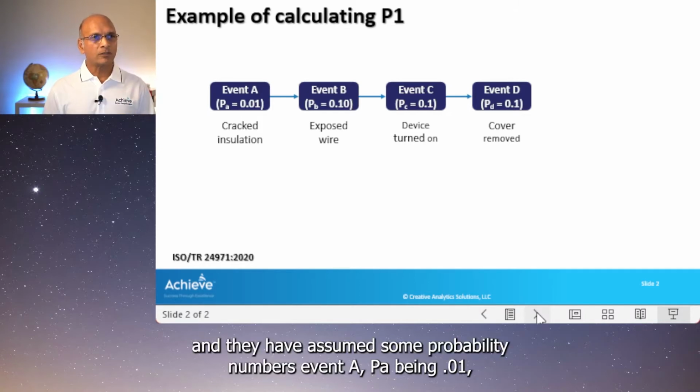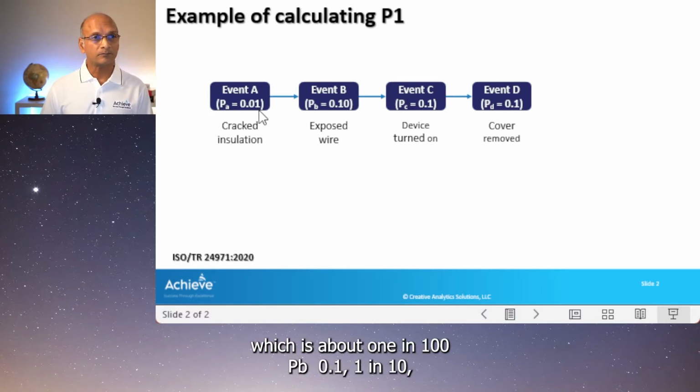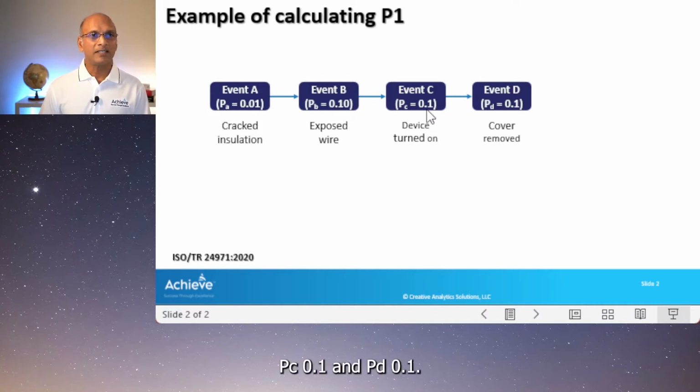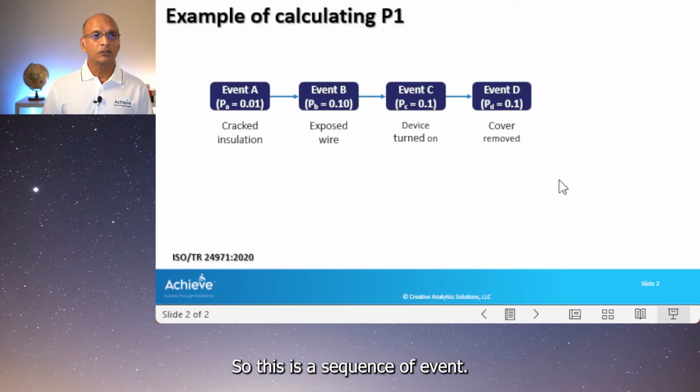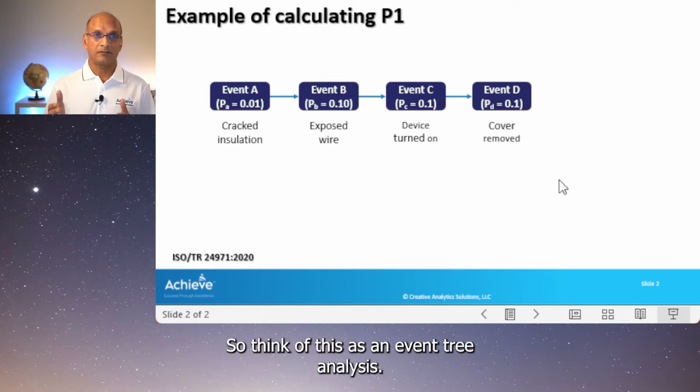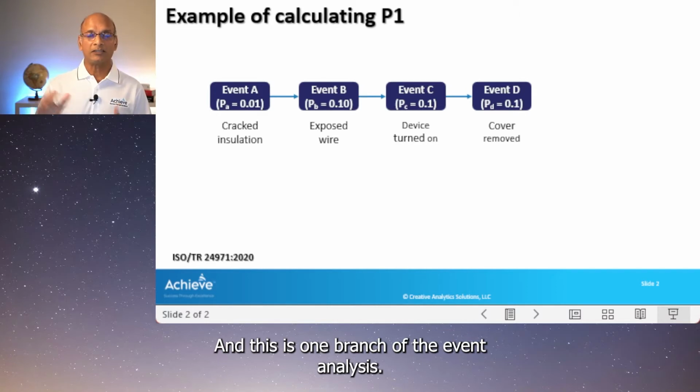And they have assumed some probability numbers: event A, PA being 0.01, which is about 1 in 100, PB 0.1, 1 in 10, PC 0.1, and PD 0.1. So this is a sequence of events. Think of this as an event tree analysis, and this is one branch of the event tree analysis.